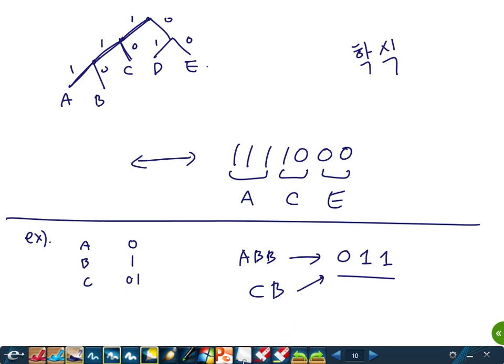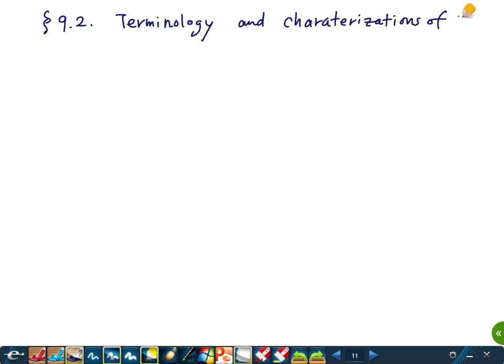All right, 9.2, the next section: terminology and characterization of trees. The definition of a tree, I told you, but there are equivalent definitions. First, let me give you a bunch of terminologies.